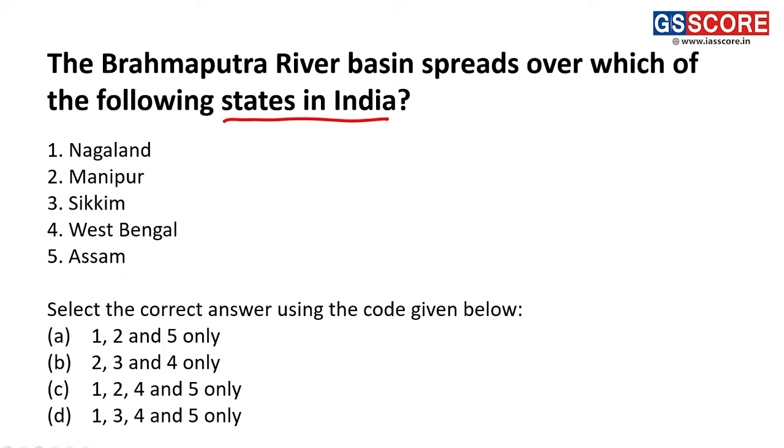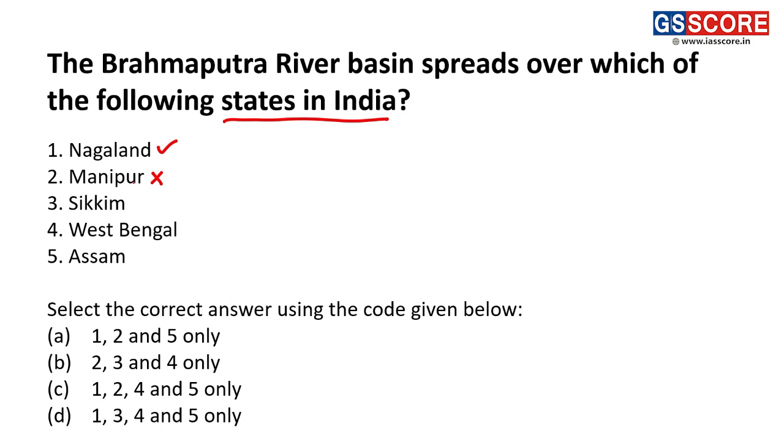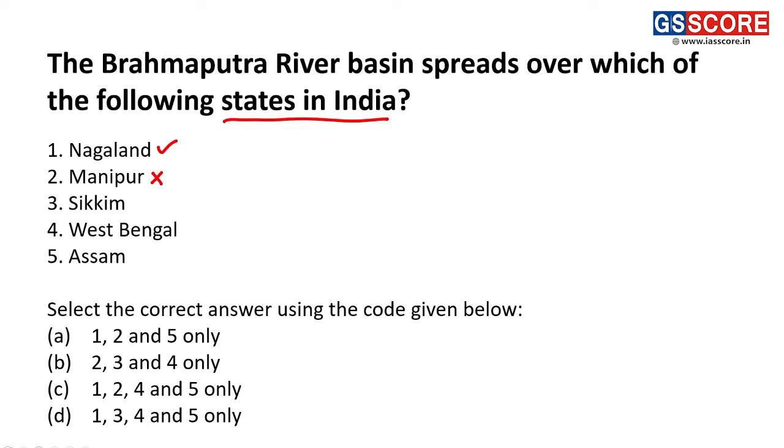So, by the states we can see, Nagaland is a correct option. Manipur is actually an incorrect option. In this diagram, we'll be seeing that this is the region of Manipur, and here the tributaries of the Brahmaputra are not present, thus making this an incorrect statement. But in Nagaland, here we can see the Nagaland part. Here there are various tributaries of Brahmaputra present.